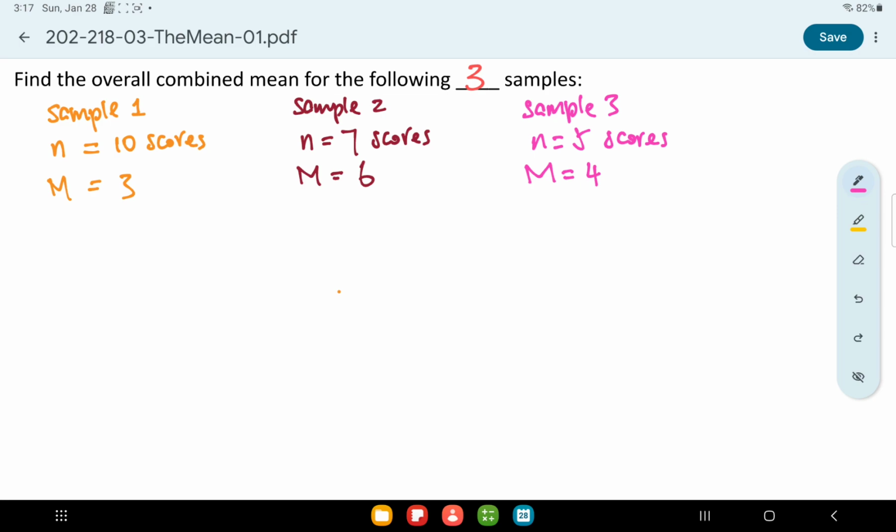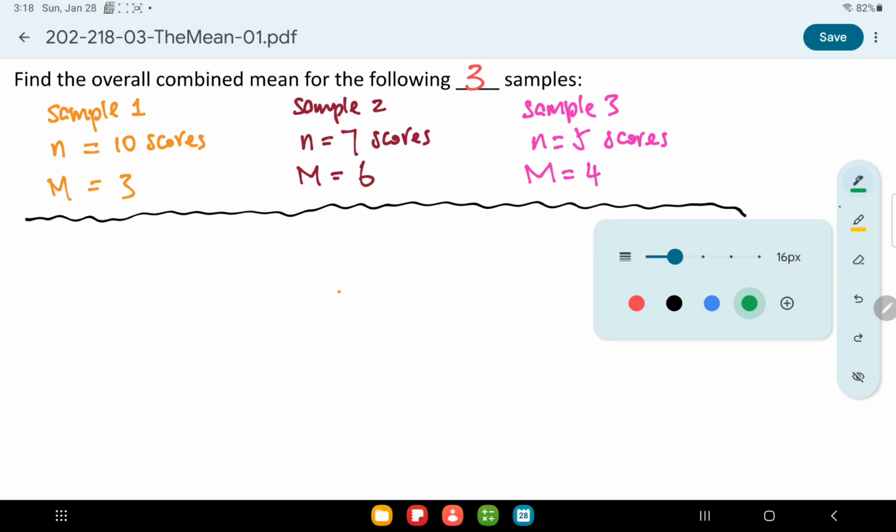Now, think about this. In formulating in our heads what exactly are the features of this combined sample. By combined sample, we're putting all 3 samples, the 10 scores in sample 1, the 7 scores in sample 2, and the 5 scores in sample 3, we're putting them together into one sample. That's the meaning of a combined sample. And there you go. Let's just organize information that we have so far about this combined sample. Okay, combined sample.